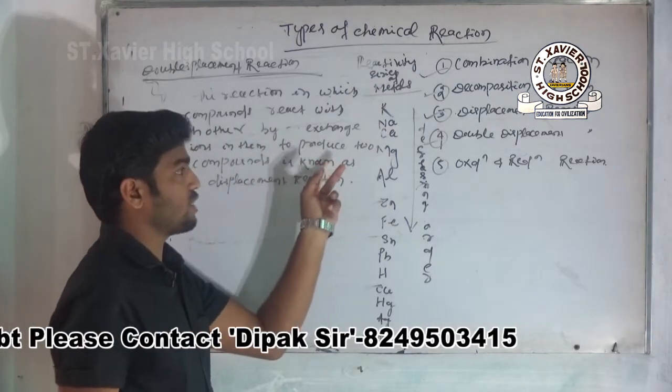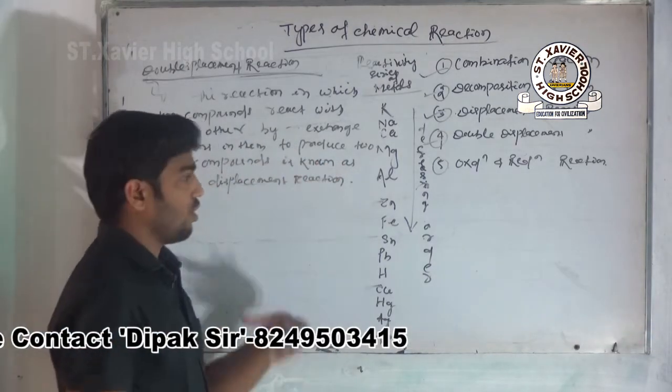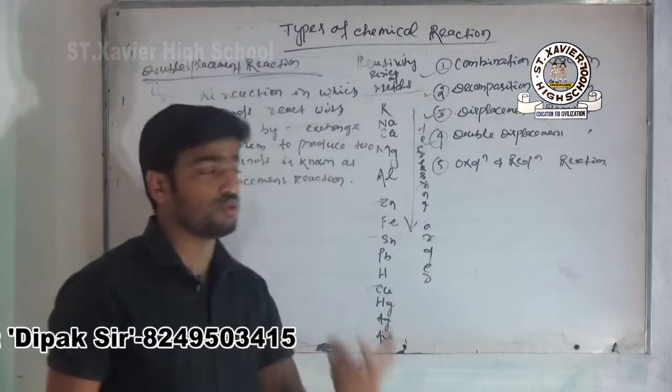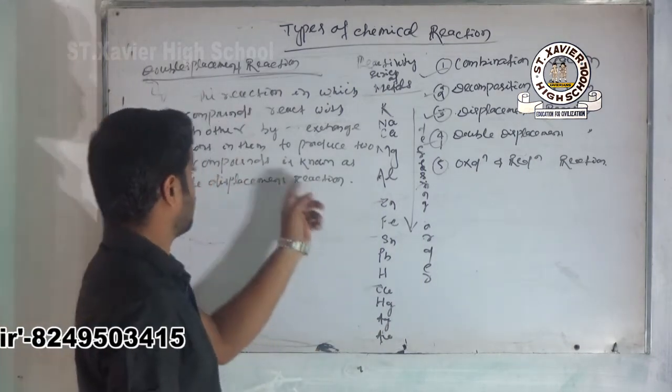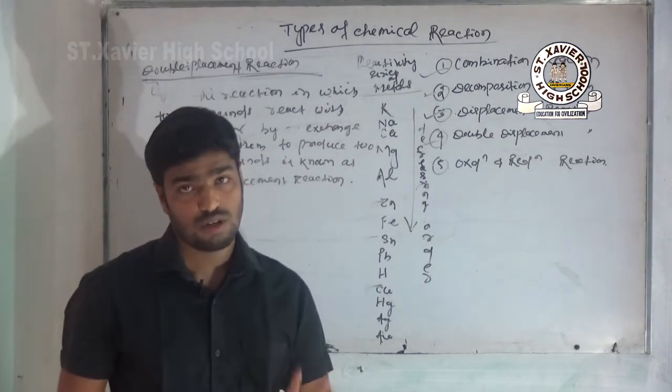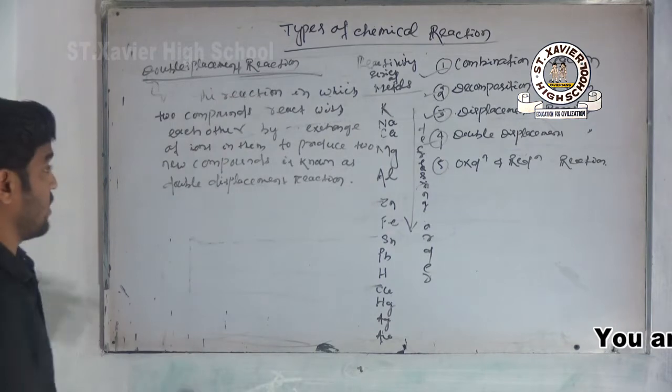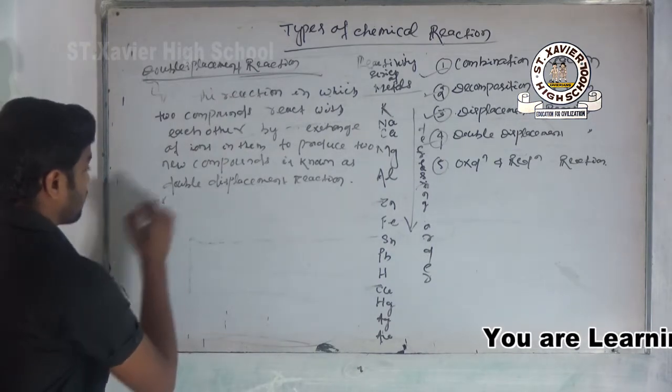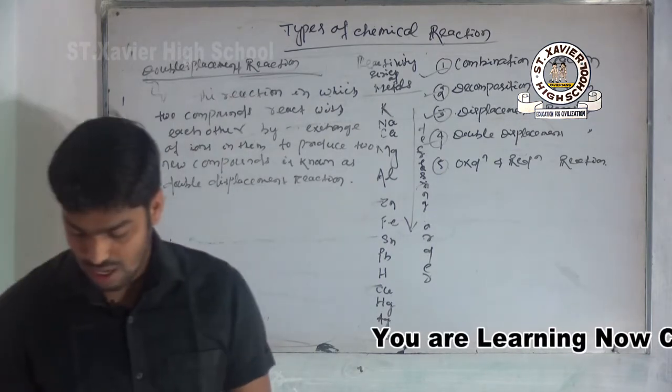मतलब जो कंपाउंड के बीच में आयन एक्सचेंज होगा और एक्सचेंज होने के बाद हमें दो न्यू कंपाउंड मिलेंगे. By an exchange of ions, two new compounds are produced, known as our double displacement reaction. Understood? Then what will be the example? Comes to the example: double displacement reaction example.